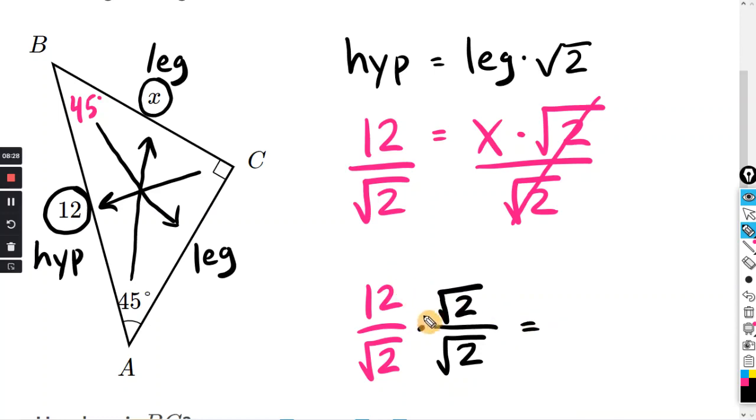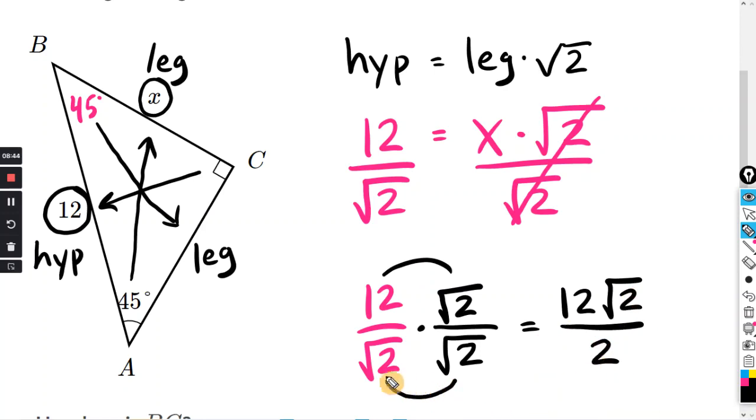And when you multiply fractions, numerator times numerator, that's going to be 12 radical 2. Denominator times denominator, radical 2 times radical 2 is just 2. Okay, whenever you have a square root of a number multiplied by itself, you just remove the square root. All right, and finally, 12 divided by 2 is just 6. So the final answer is going to be 6 radical 2.